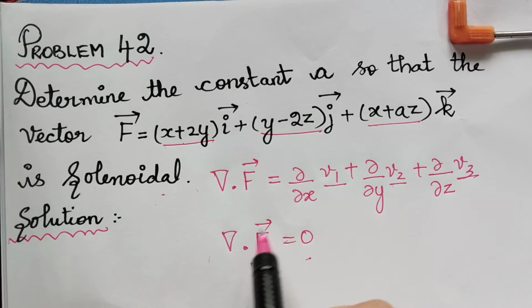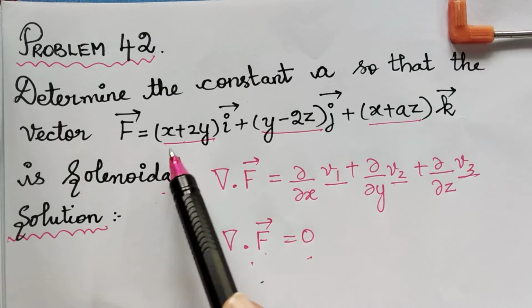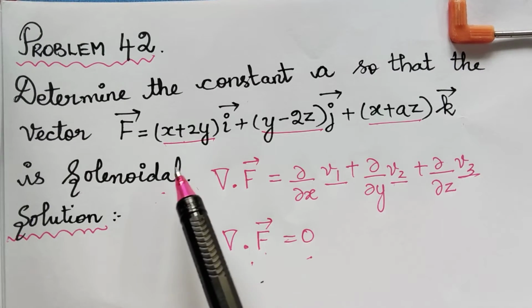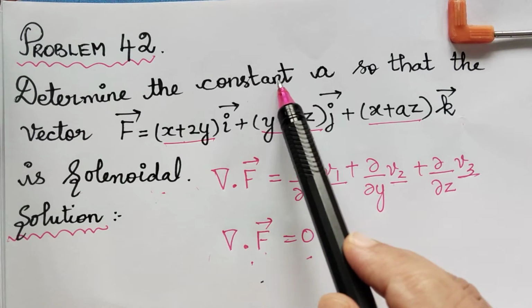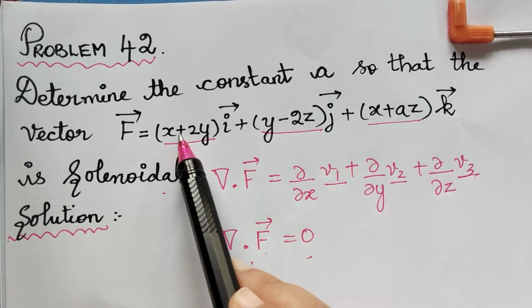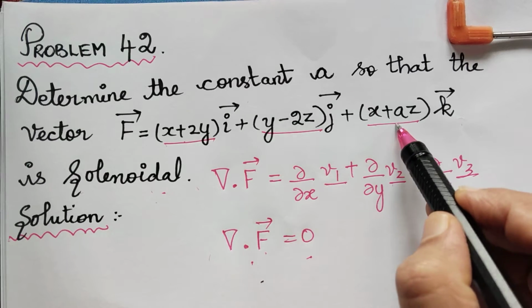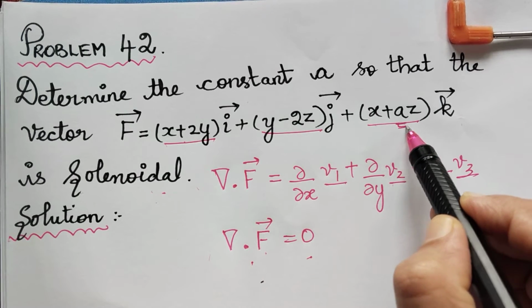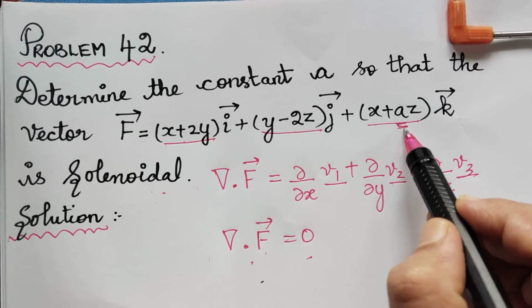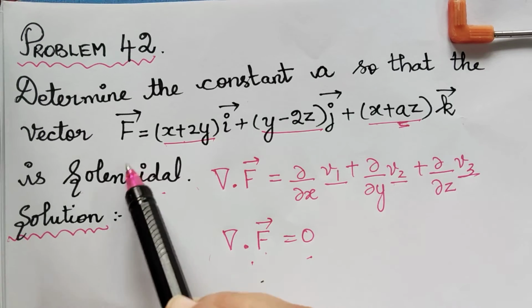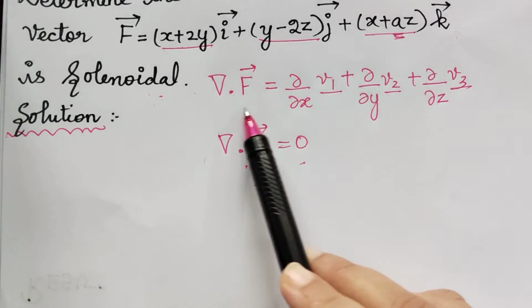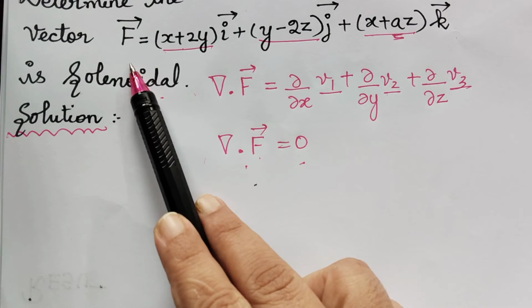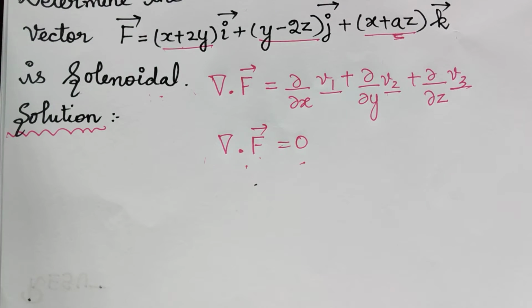So knowing this concept, it is already given that f vector is solenoidal. We have to determine a constant a. If you see, we have a constant a which is an unknown over here. So we have to determine this unknown by using the concept that f vector is solenoidal. So how shall we do that? First we will calculate the divergence of the vector point function f vector.